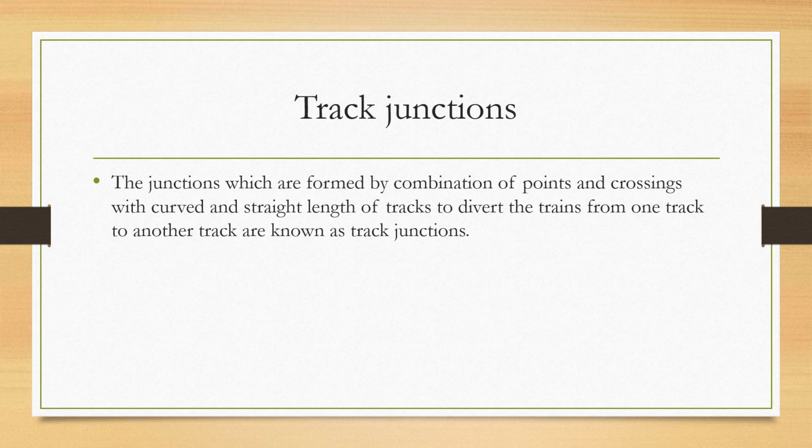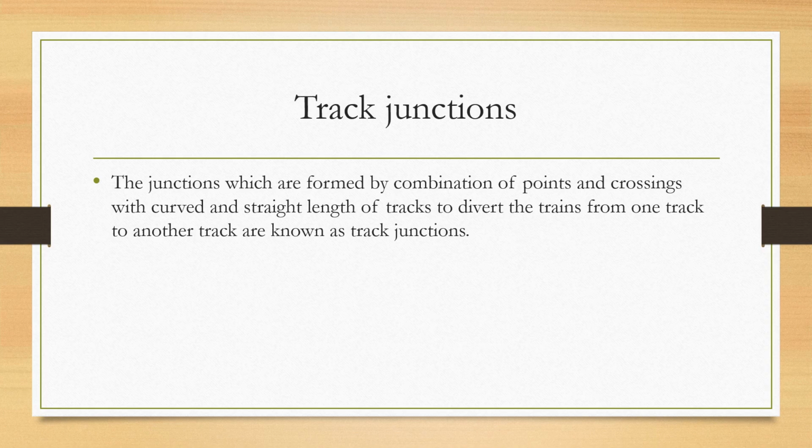This type of track junction consists of two acute angle crossings, two obtuse angle crossings, four special curved dead rails, four check rails, and four pairs of switches, etc.